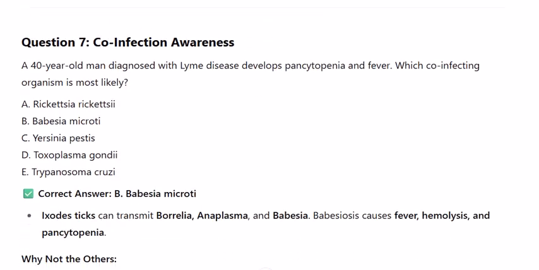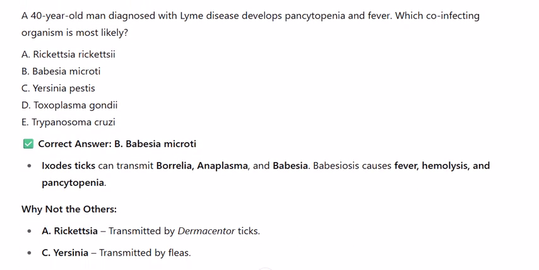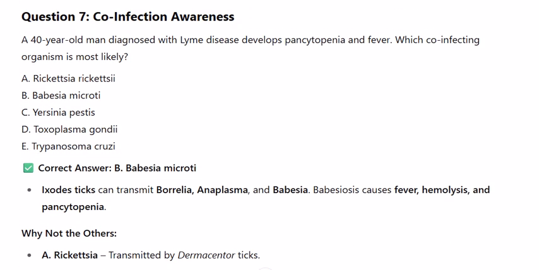Question 7. Co-infection awareness. A 40-year-old man diagnosed with Lyme disease develops pancytopenia and fever. Which co-infecting organism is most likely? A. Rickettsia rickettsii, B. Babesia microti, C. Yersinia pestis, D. Toxoplasma gondii, E. Trypanosoma cruzi. Correct answer, B. Babesia microti. Ixodes ticks can transmit Borrelia, Anaplasma, and Babesia.